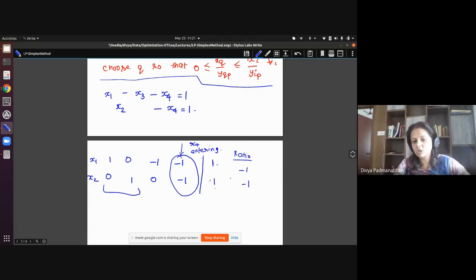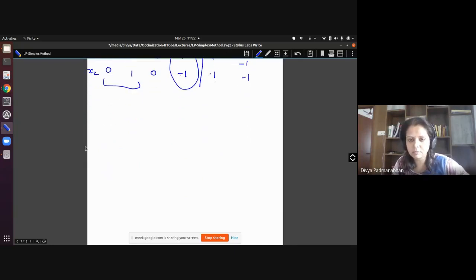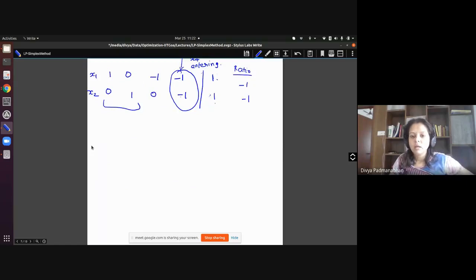So this is an indication of an unbounded system. If you now change the values of x1, x2, and x4, you will not be able to move x1 and x2 out of the system. I hope this is clear. You're all quiet, so it's not very clear to me whether things are okay or not.